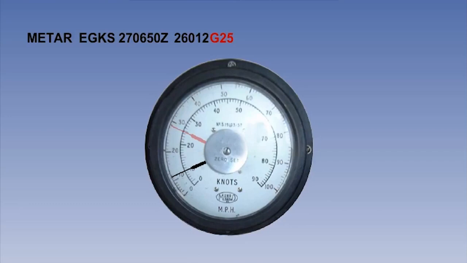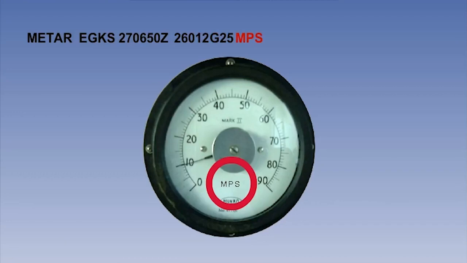A gust figure, preceded by the letter G, may also appear in this group if the gust speed is at least 10 knots more than the mean. If the gust is greater than 99 knots, then the abbreviation P99 is used instead. The final letters signify which units the wind speed is measured in, either meters per second or knots.